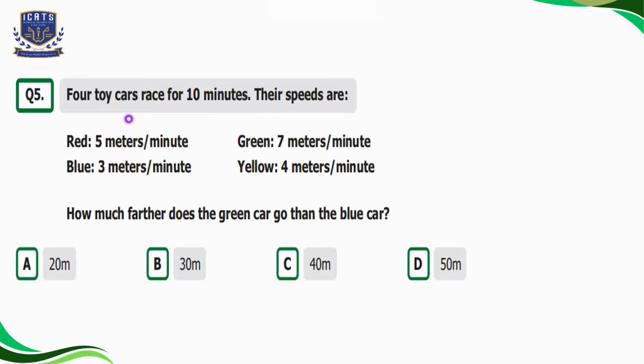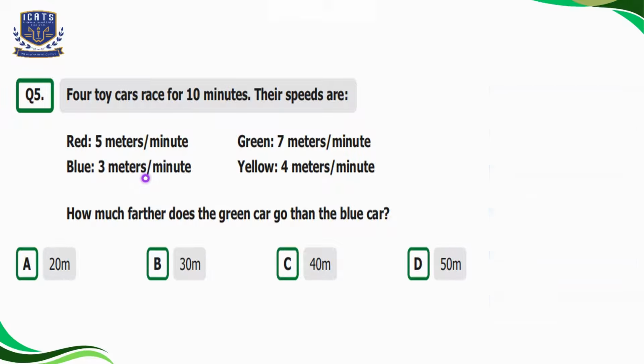Question number 5. Toy cars race for 10 minutes. Their speeds are red 5 meters per minute, green 7 meters per minute, blue 3 meters per minute, yellow 4 meters per minute. How much farther does the green car go than the blue car? Option A is 20 minutes, option B is 30 minutes, option C is 40 minutes and option D is 50 minutes.